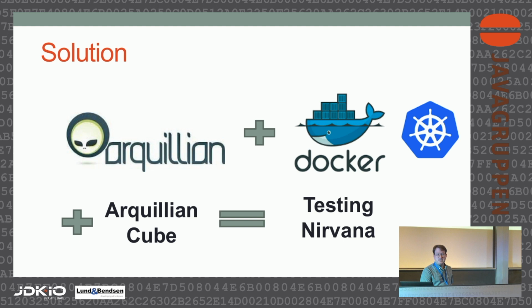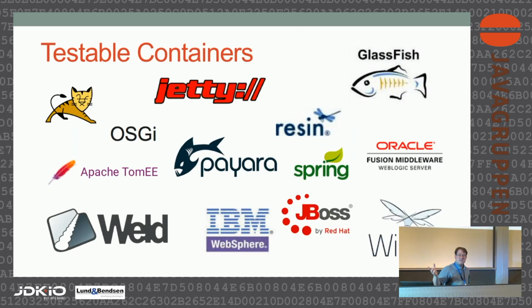And now Arquillian integrates nicely with Docker and also Kubernetes, which kind of gives you this nice nirvana of testing, where anything is possible, and it's extremely easy. Using Arquillian and this environment, you can test all of these containers.